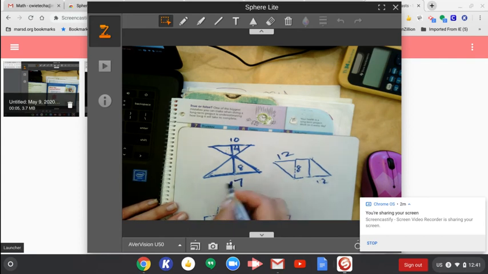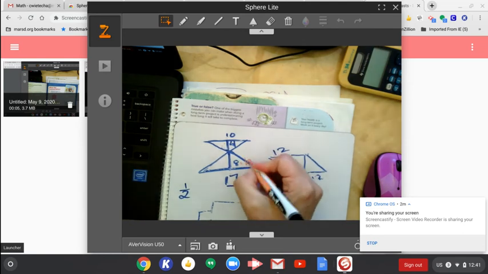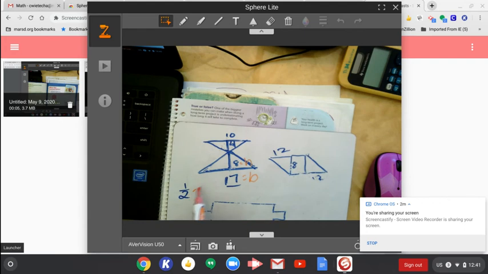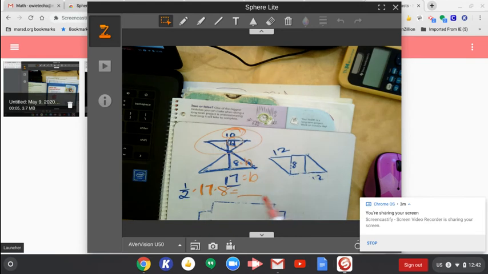So you're going to do half of base times height. Okay, so you're going to do half of 17 times 8, and you're going to get the answer. Then you're going to do this triangle here. You're going to do half of 10 times 4, and then you're going to add them together. Okay, so you're going to see something like that on the classwork today.